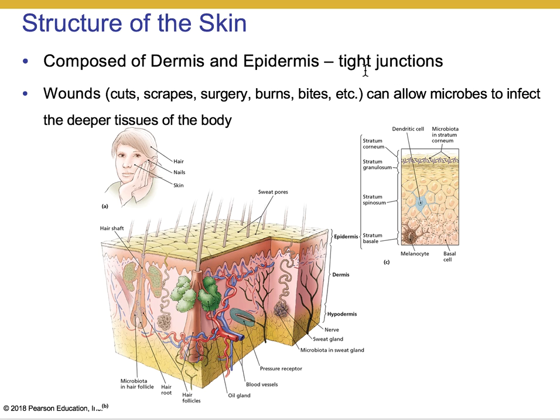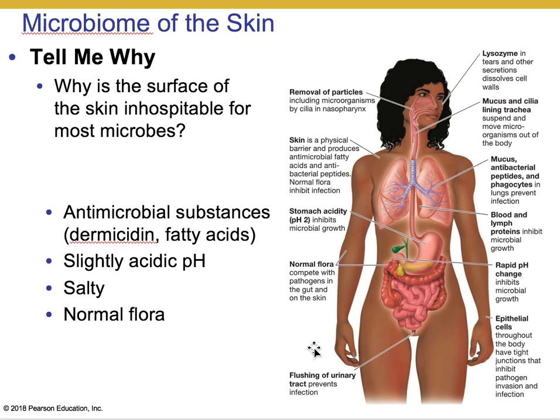The cells also have tight junctions, which means they're attached very closely to prevent introduction of microbes, although, of course, wounds, which can occur by a number of means, can allow the microbes to infect deeper tissues of the body. So if you think about why the surface of the skin is not a good habitat for most microbes, review these principles: there are antimicrobial substances secreted by both the sebum and the dermal cells, as well as by members of the normal flora.